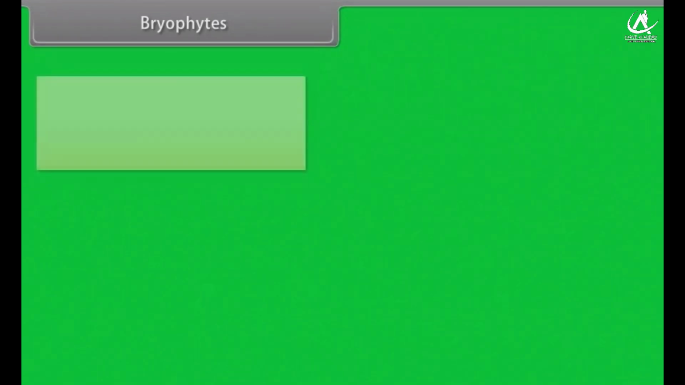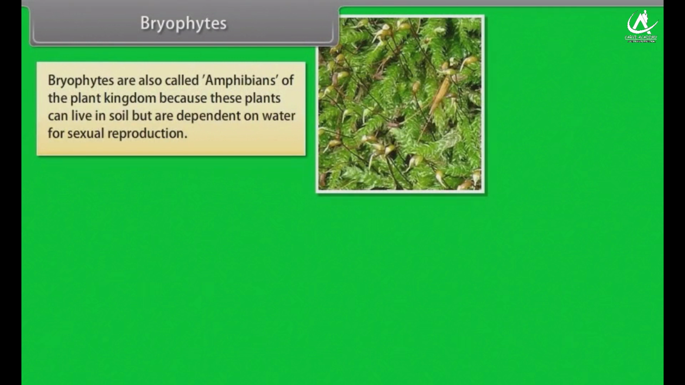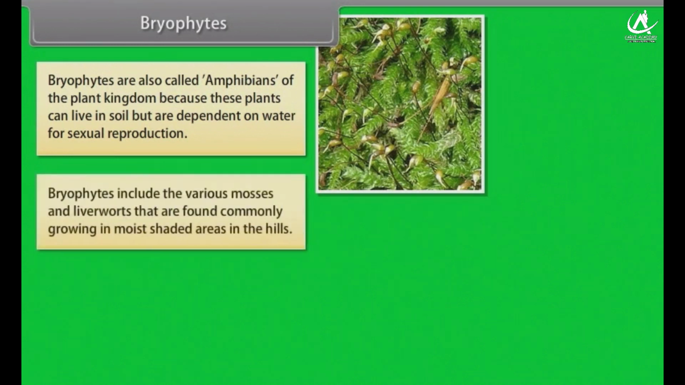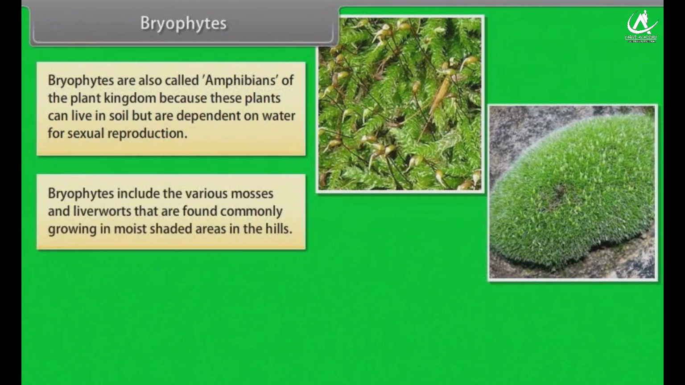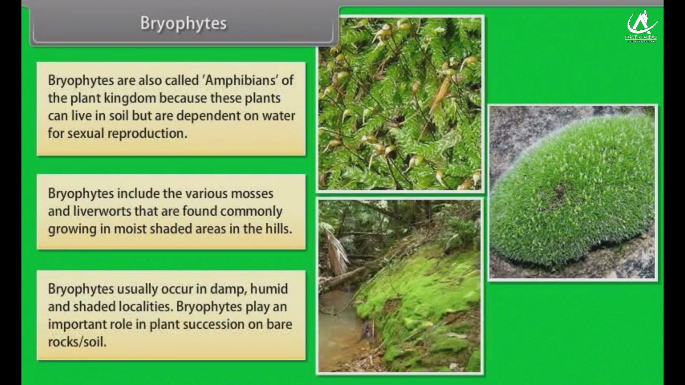Bryophytes. Bryophytes are also called amphibians of the plant kingdom because these plants can live in soil but are dependent on water for sexual reproduction. Bryophytes include the various mosses and liverworts that are found commonly growing in moist shaded areas in the hills. Bryophytes usually occur in damp, humid, and shaded localities. They play an important role in plant succession on bare rocks or soil.